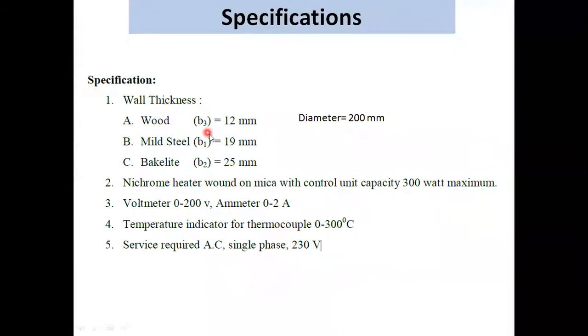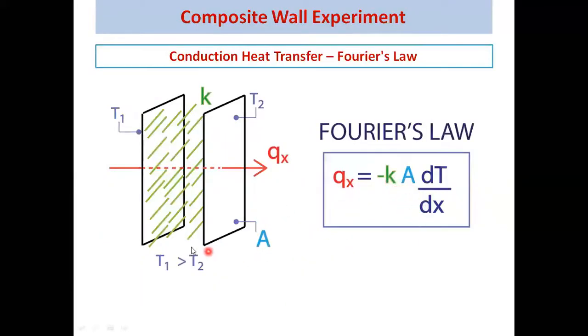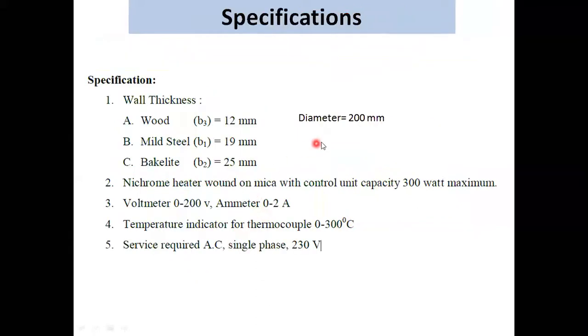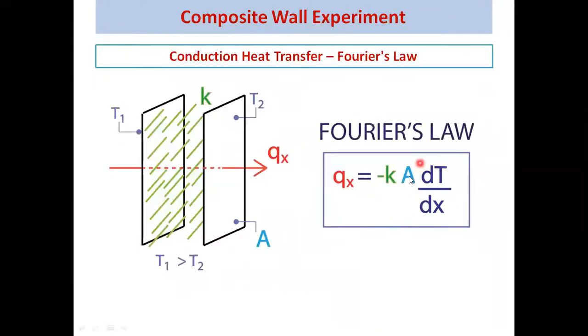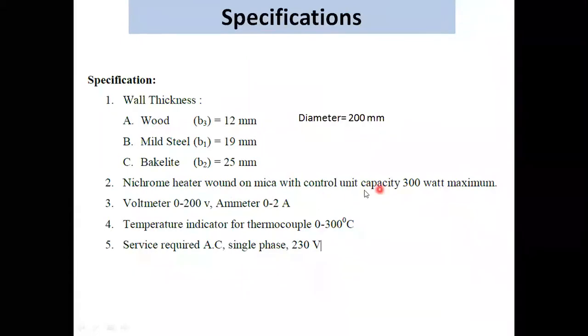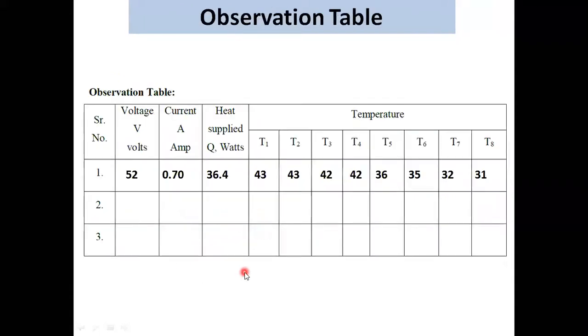So these are the specifications. The wood thickness is 12 mm, mild steel thickness is 19 mm, bakelite it is 25 mm. So this is the dx value, that is the thickness of the slab. And the diameter is 200 mm, so we can calculate the heat transfer area, that is pi by 4 d square in case of a circular plate. The heater used is a nichrome wire heater. Its maximum capacity is 300 watts. The voltage and ammeter range are given. The K-type thermocouples are used.